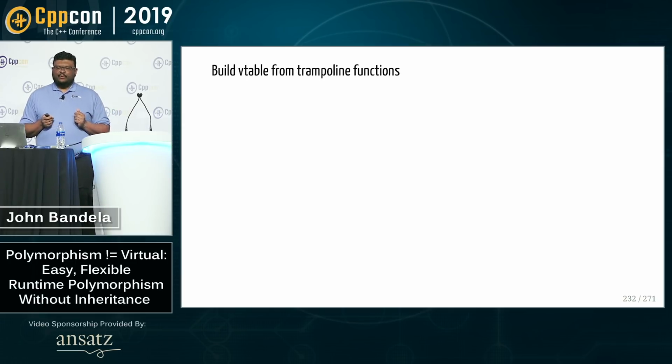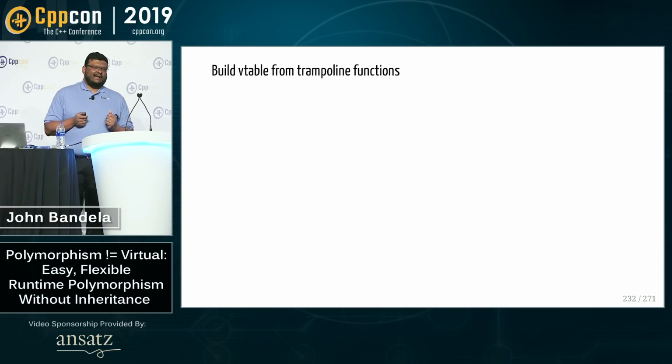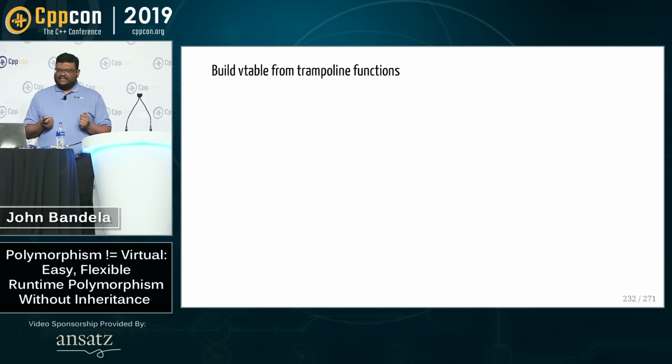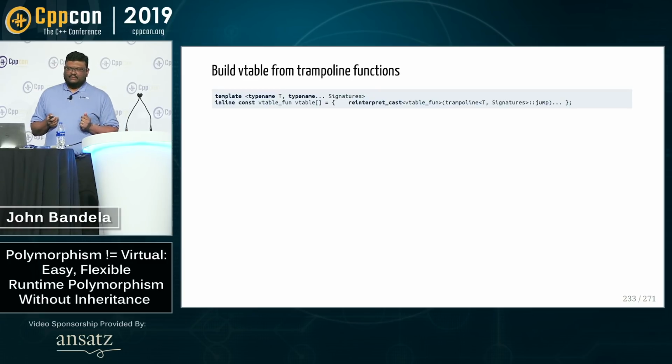So how do we build a vtable from trampoline functions? Like I said, this is the nice thing with variadics. We can write some really cool, nice, short, elegant code right there. Two lines. So we take the trampoline function, pass in the signature, and get the address of the jump function that we had, the static function.